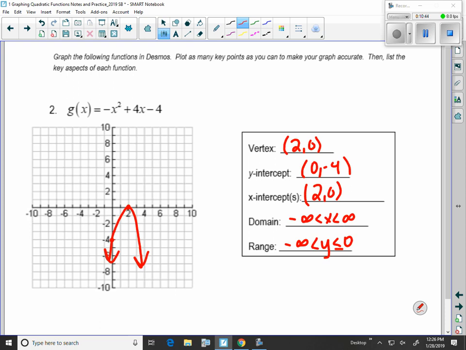I'm going to throw something else at you. If we say that, would you agree with me that the range, focus on range, is all y values less than 0? All of the y values of our graph are less than 0. Another way I can say this is y is less than or equal to 0. So you can write the range either way.